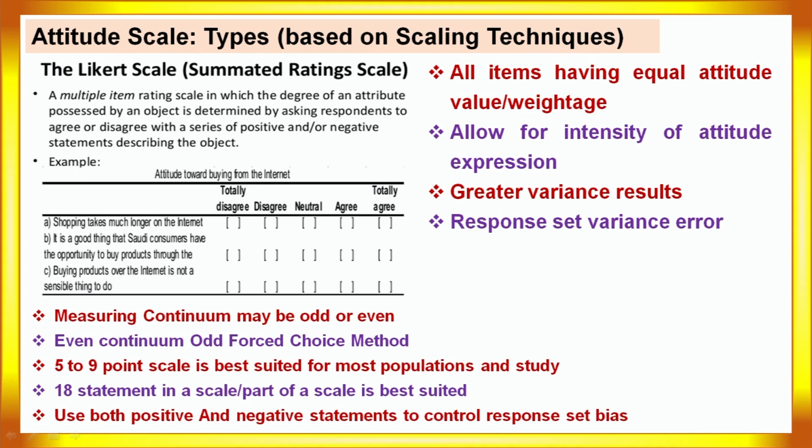This Likert scale is very easy to construct and very easy to use, and that is why it is the most used psychological scaling method in social science research. But this scale has a very serious drawback. What is the drawback? This scale is prone to response set variance. What is response set variance?